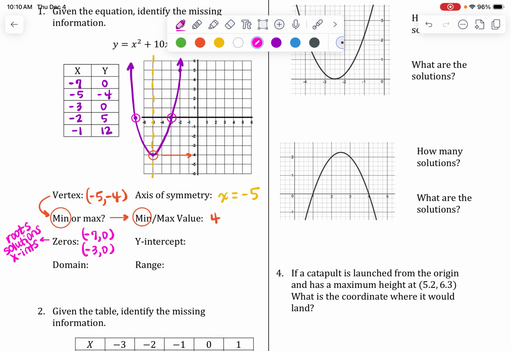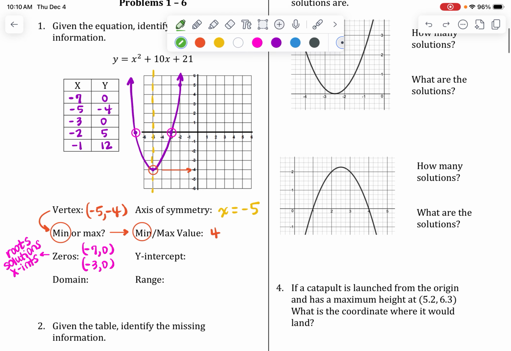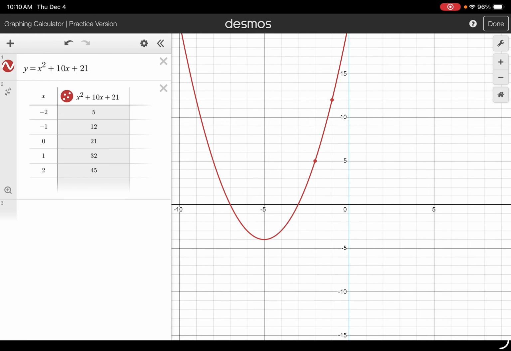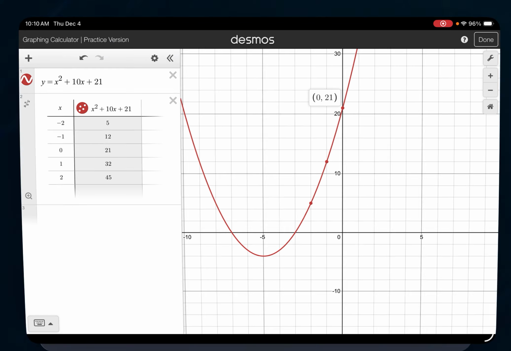All right, I'm kind of trying to keep this color coded here. Now our y-intercept, right? Our y-intercept is way up here. If you need to, you can go to Desmos, right? Our y-intercept is clearly in our table. See where it says 0, 21? Or we can actually maneuver our screen in Desmos and also see that it's 21.